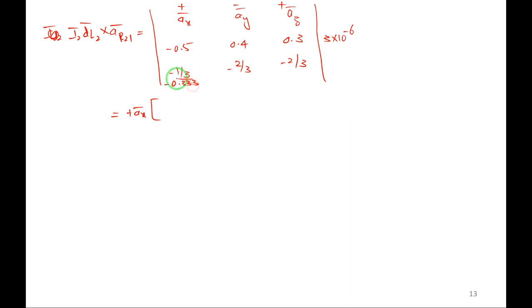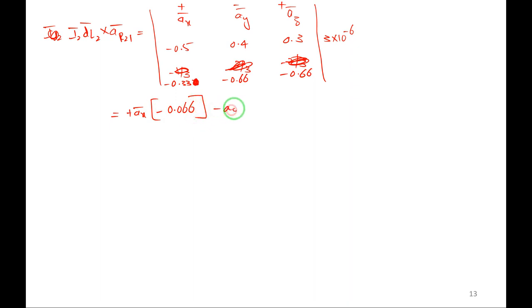This would be better, I think. Or else I will restrict to 2 digits. Then 2 by 3 is how much? 0.66, so minus 0.66. This would help me. So leave this column, leave this row: 0.4 into minus 0.66. Then minus of, open bracket, minus 0.66 into 0.3. So I can calculate at a time, right? This will help me, minus 0.066.